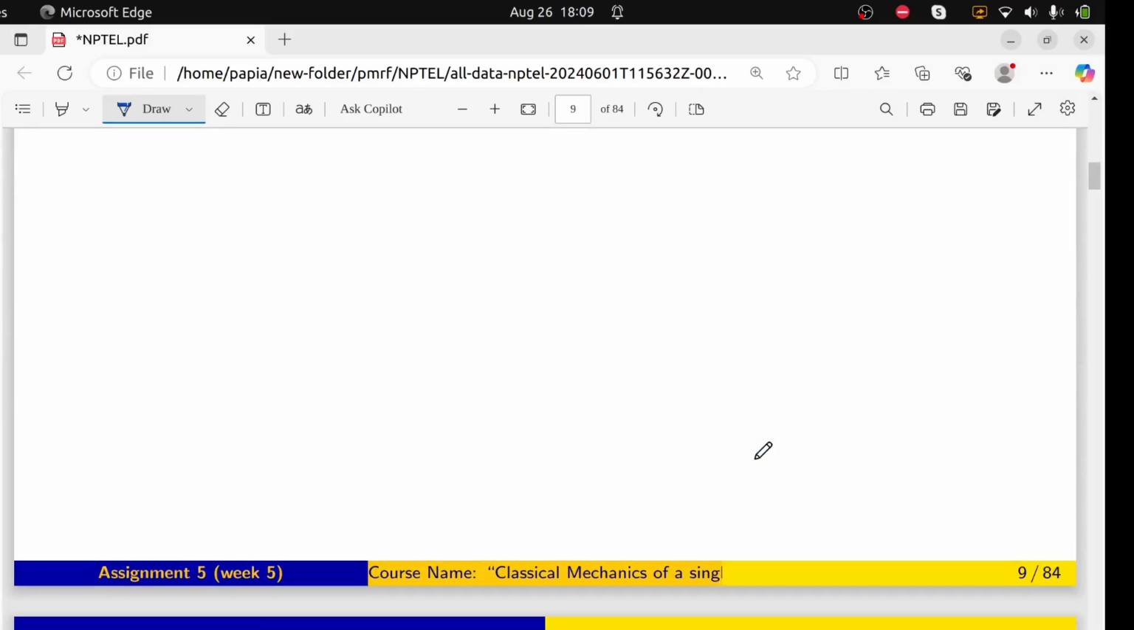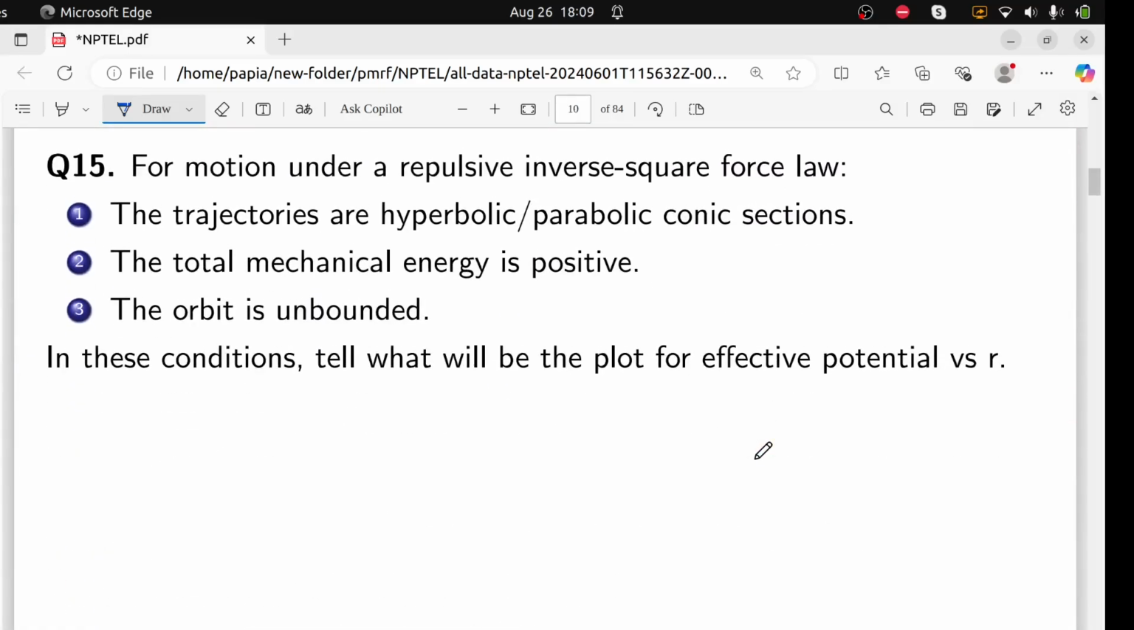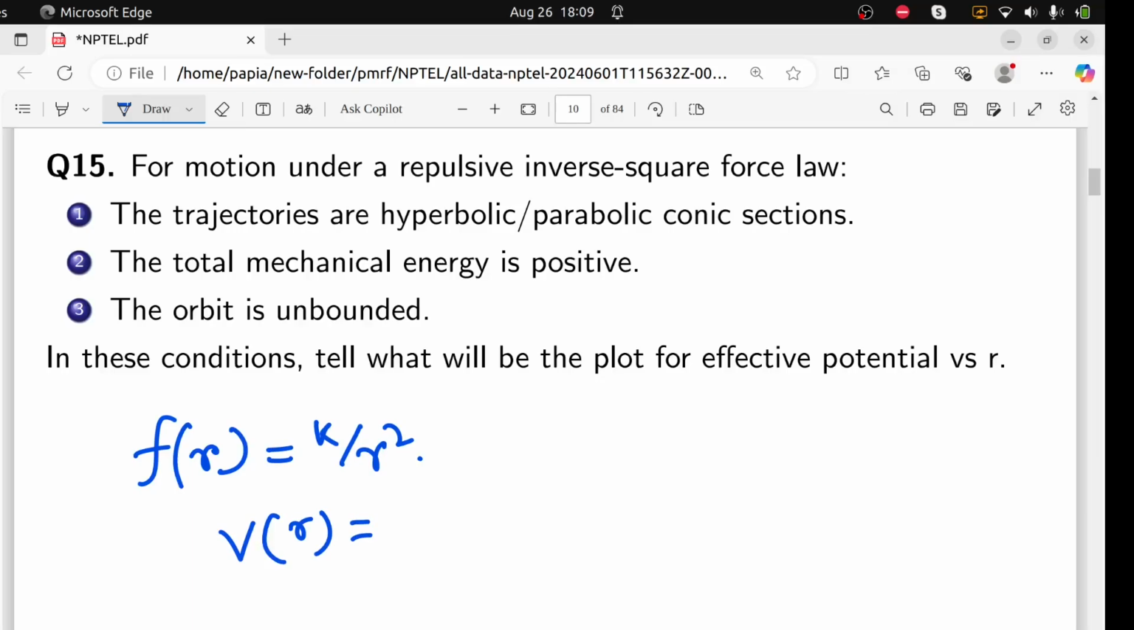Now coming to this one. This one is also from the previous week's question, where also it is a repulsive inverse square force law. So for motion under a repulsive inverse square force law, again I can write here that the inverse square force law is like F(r) is k by r square. So k by r square. So V(r) is again positive k by r.